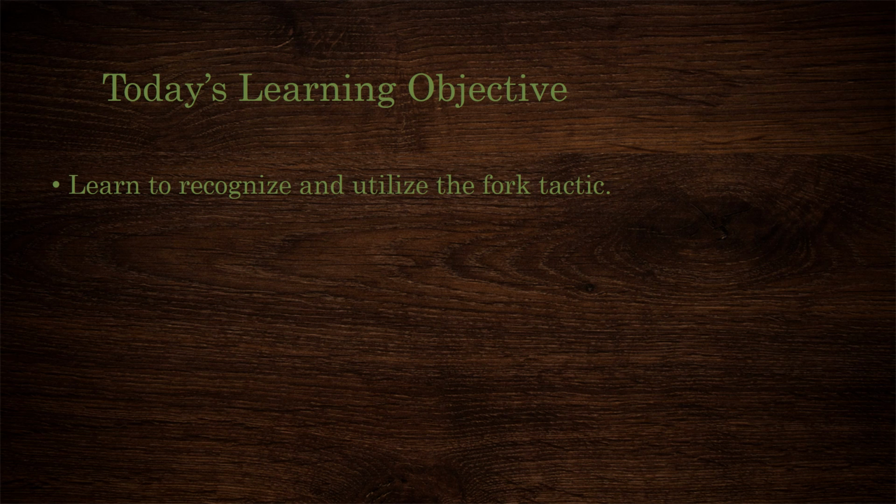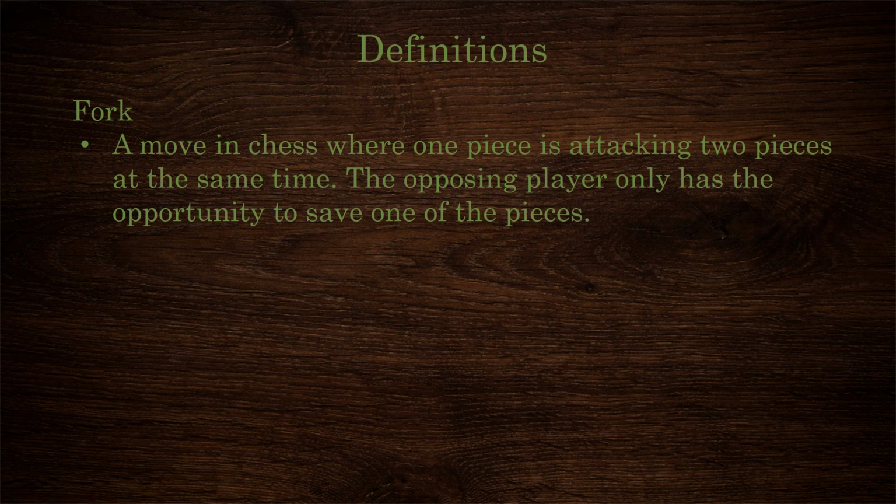Okay, today's learning objective is to learn to recognize and utilize a fork tactic. This is the first of 3 tactic videos that we'll have in the Introduction to Chess series. So this first one we're going to learn is about forks. The definition of a fork in chess is a move where one piece is attacking 2 pieces at the same time, and the opposing player only has the opportunity to save one of the pieces.